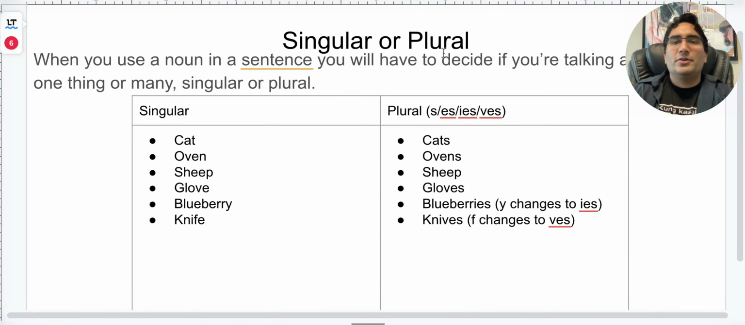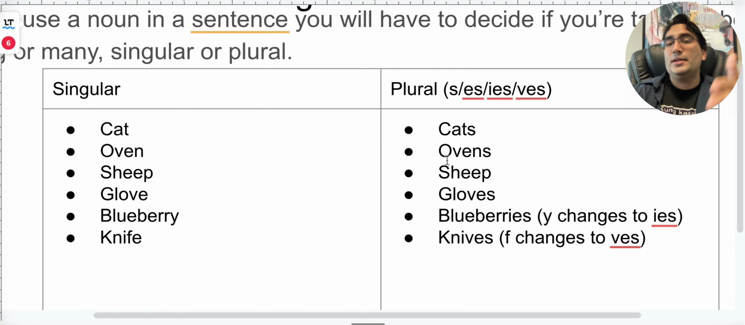Now let's look at singular and plural. And again, singular are things that are one, plural are many, right? So if we talk about the cat, that is singular. Plural of that would be cats, okay? Oven would be ovens, plural. Sheep would be sheep. The plural does not have S, and that's where English does not make sense all the time, but it is just the way it is.